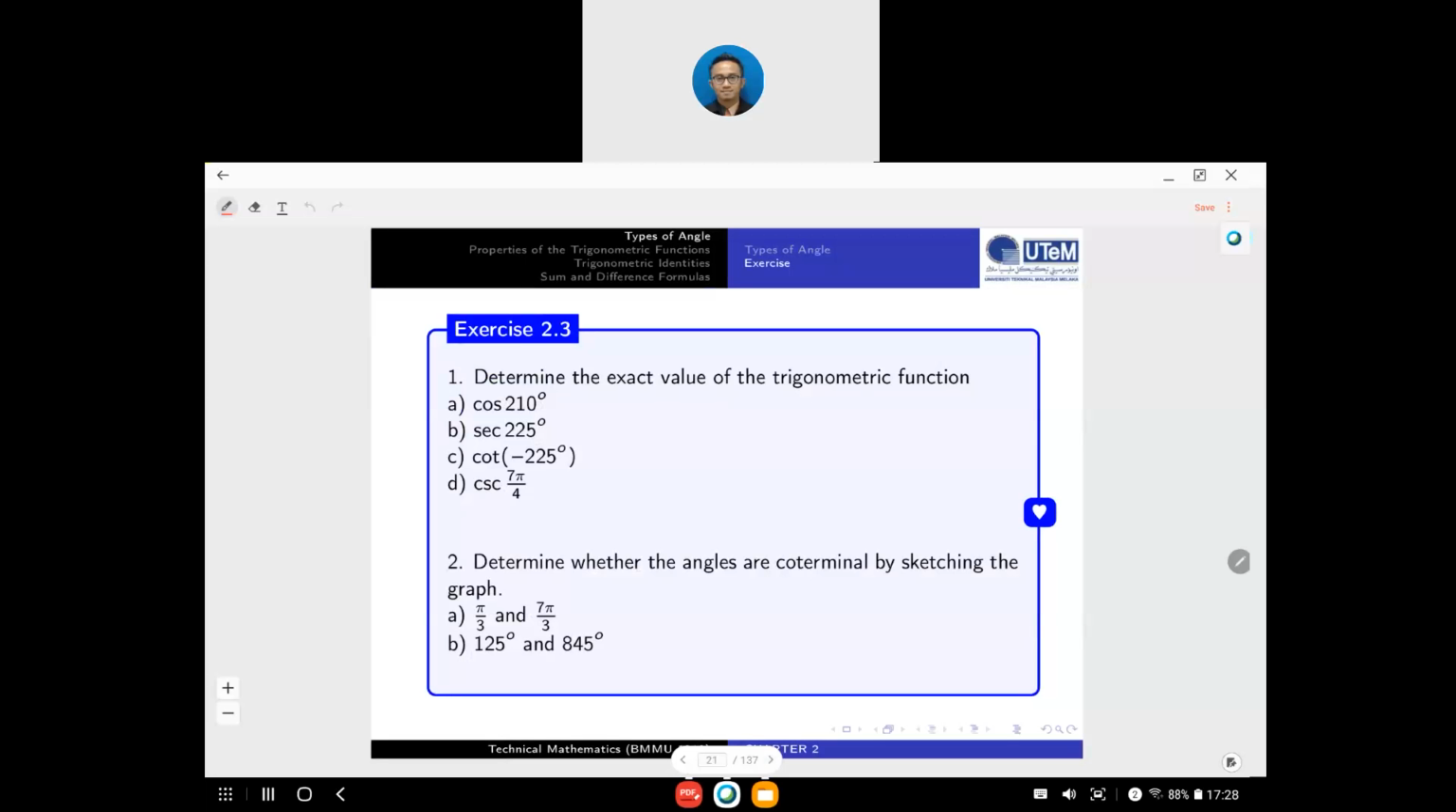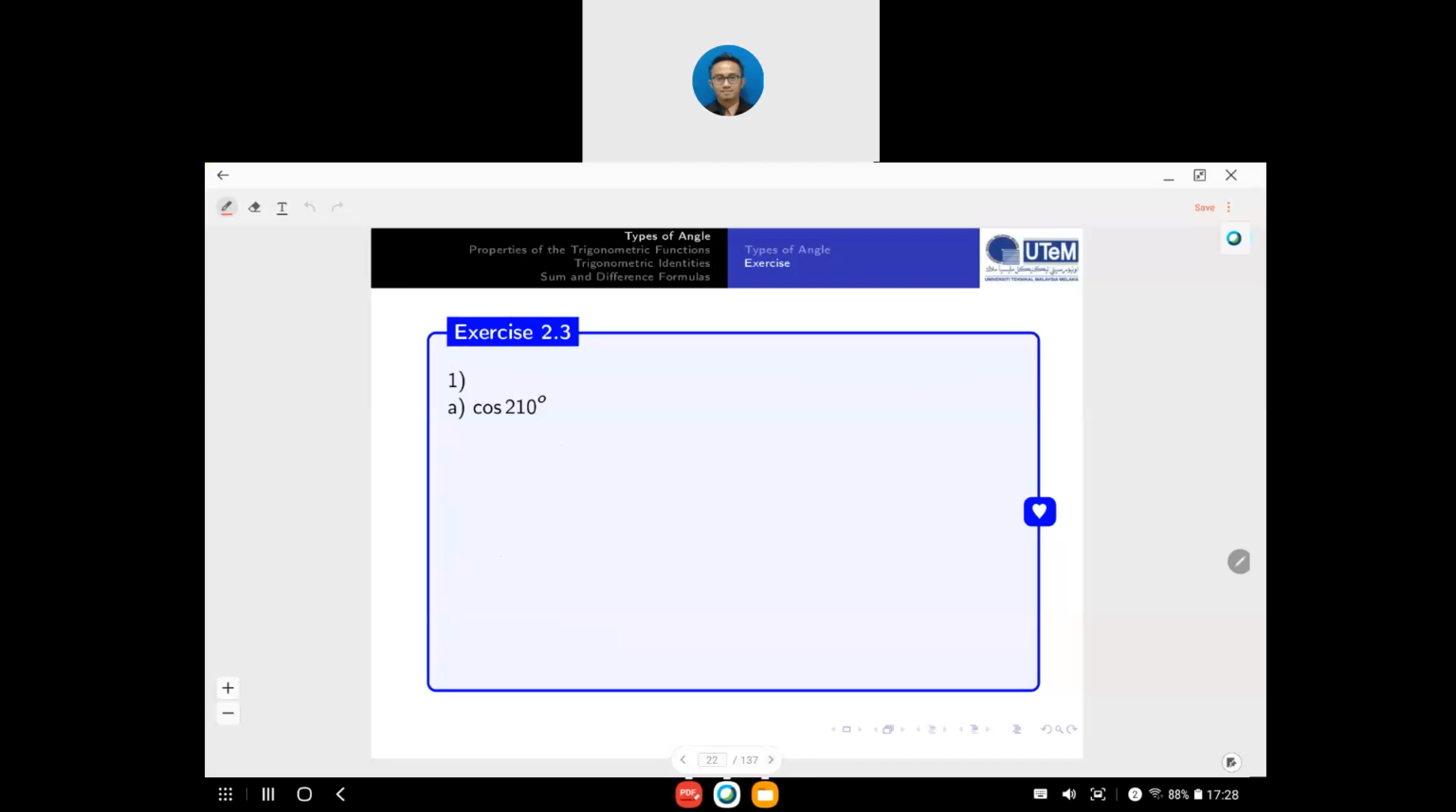Okay, now look at question 1A. You want to find cos 210. So we know that cos 210 is placed in the third quadrant, because this one is 180, here 270. So 210 sits here. So you need to find what the reference angle is here.